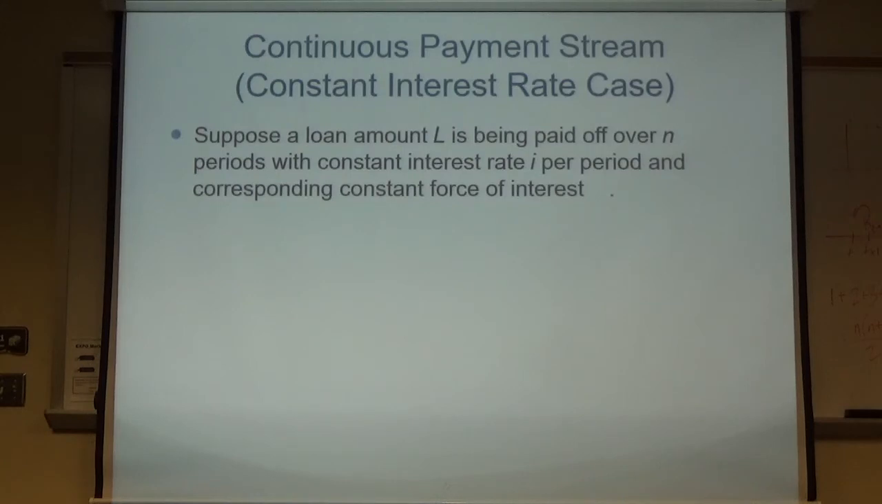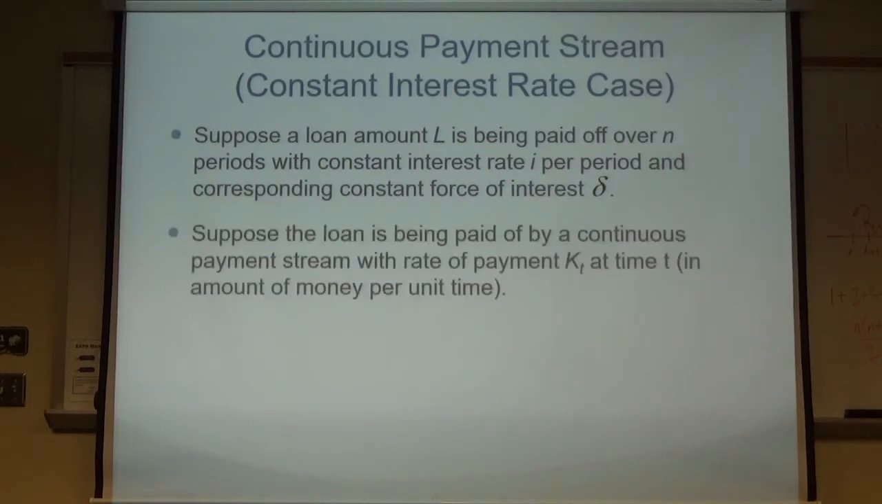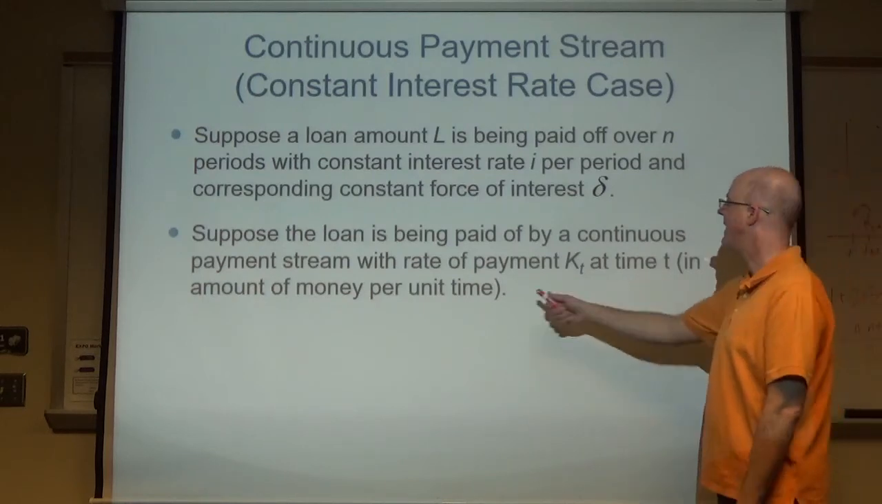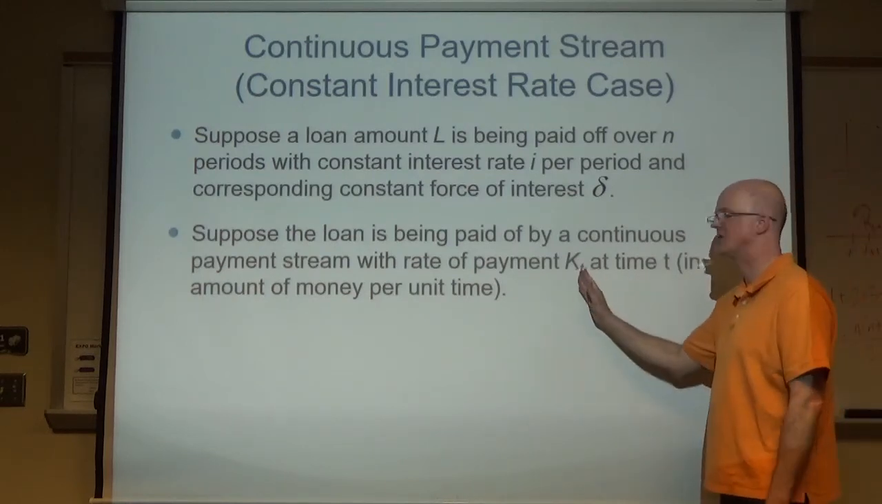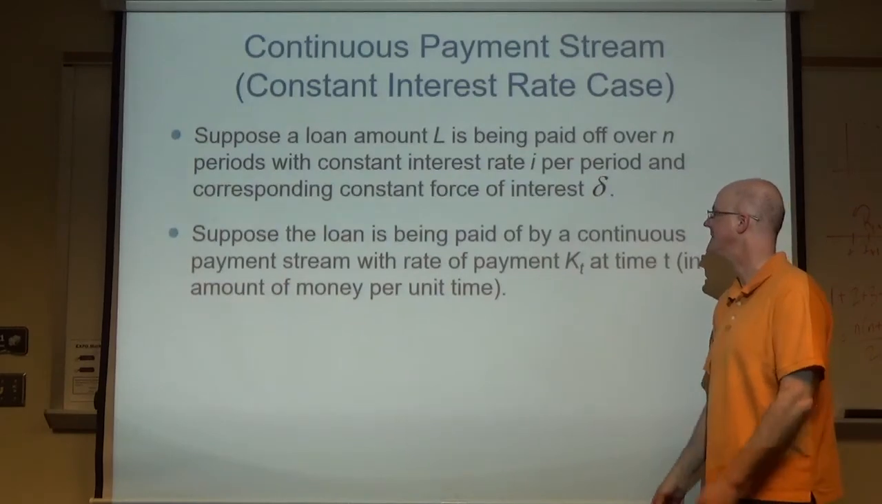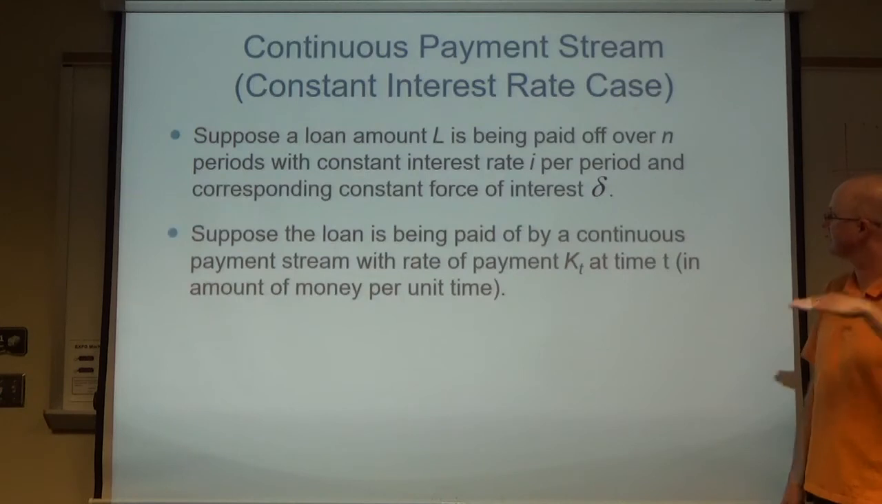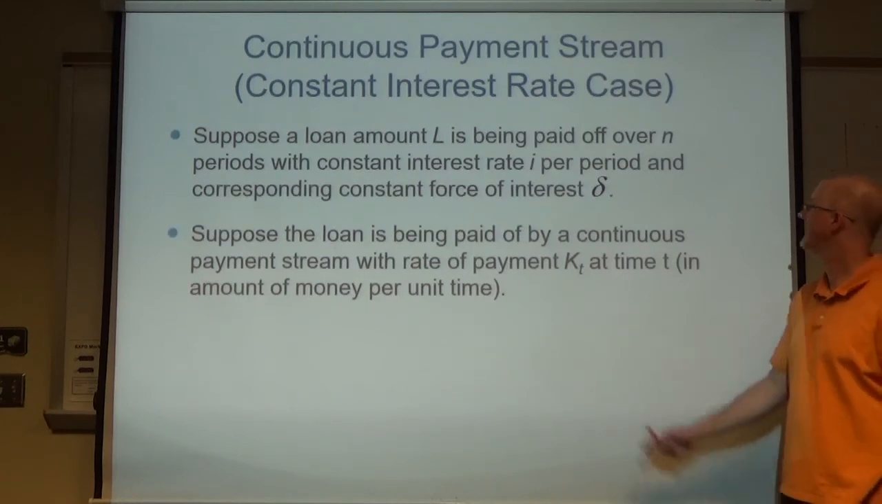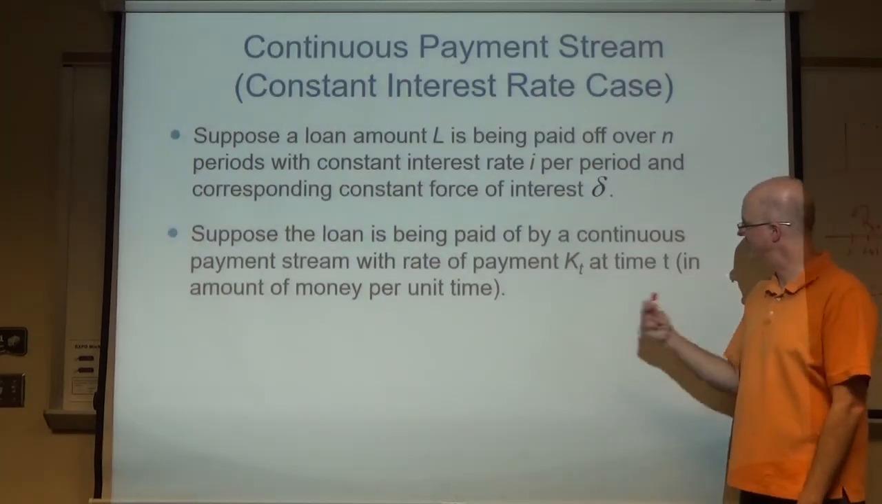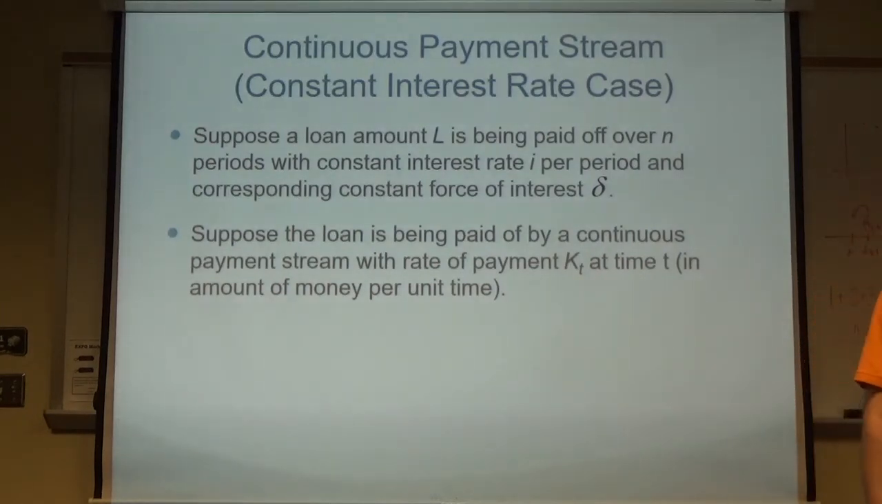Suppose you've got a loan amount L that's being paid off over n periods with constant interest rate i per period and corresponding constant force of interest delta. Suppose the loan is being paid back by a continuous payment stream with rate of payment K(t) at time t, an amount of money per unit of time. So this is not a discrete payment amount, it's a rate of payment. Just pretend it's maybe $1 million per month or whatever, and you're paying it every second, every millisecond of every day. And the graph of it is horizontal in the simplest case.